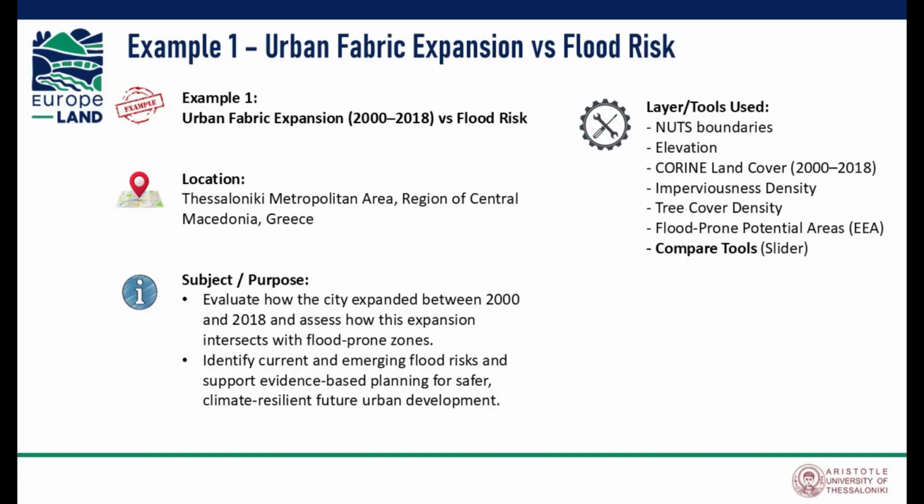safer, climate-resilient urban development. For the analysis in Example 1, multiple data layers and tools will be used: NUTS, administrative boundaries, elevation data, CORINE land cover for 2000 and 2018, imperviousness density, tree cover density, and flood-prone potential areas from the European Environment Agency. Moreover, to compare these datasets properly, we will also use the compare tools, and in particular, the slider tool, to visually explore spatial changes and overlaps.